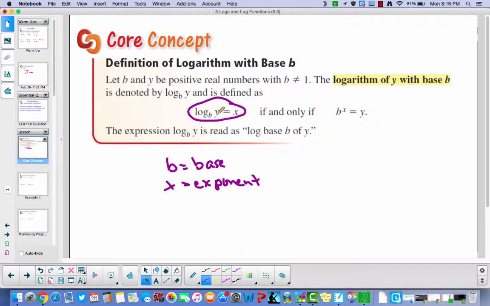We often call this the argument. It's what we're taking the log of. You need to understand that when I say log base b of y, this is what I'm talking about.